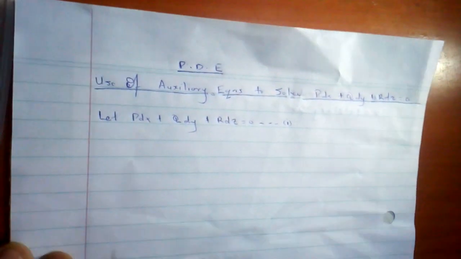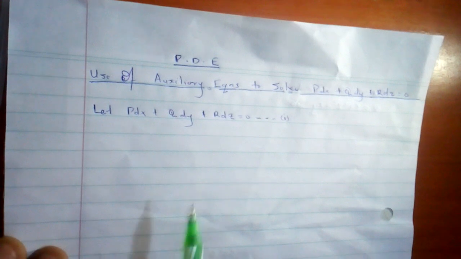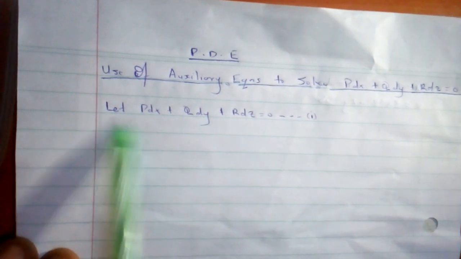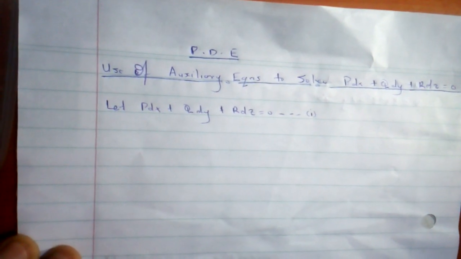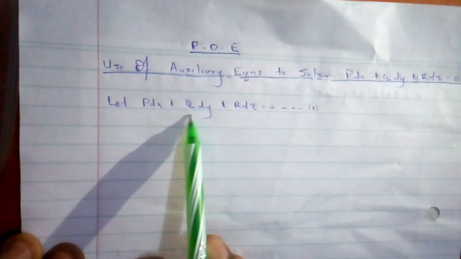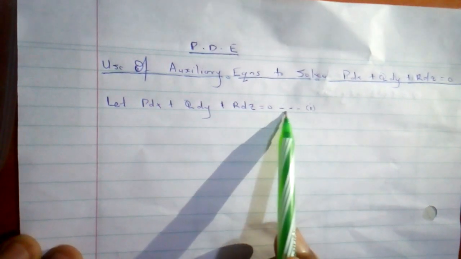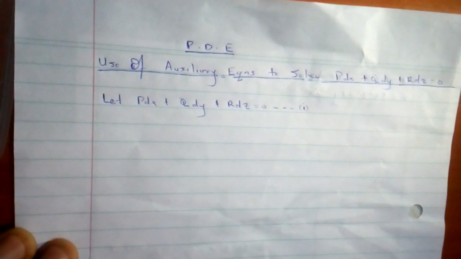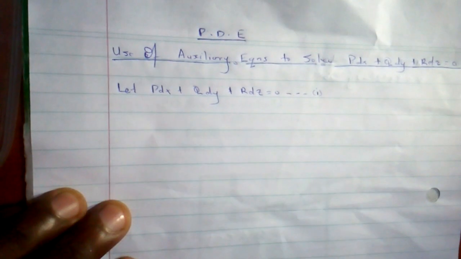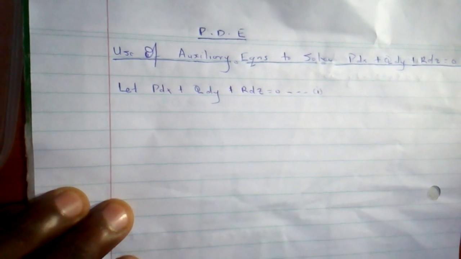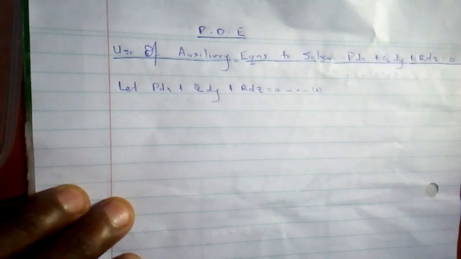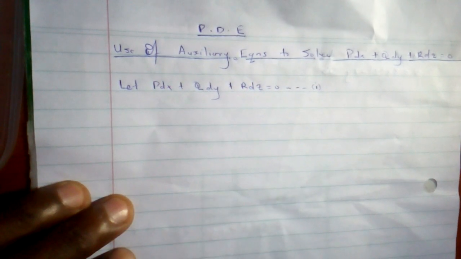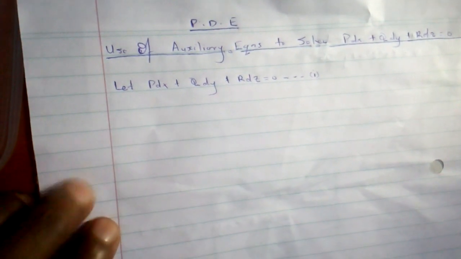Today, we want to solve a given PDE using an auxiliary equation. Let us consider the given PDE, that is P dx plus Q dy plus R dz is equal to 0, making this our equation 1. From this, we can obtain an integrability equation that will help us check if a given PDE is integrable. That one we're going to get this way.